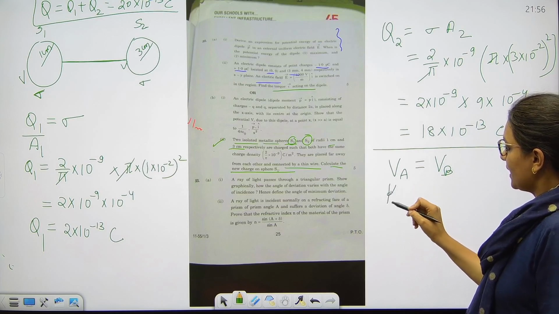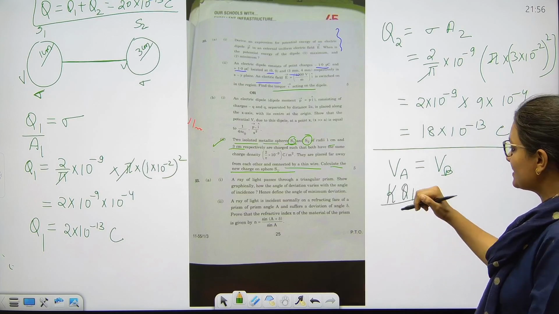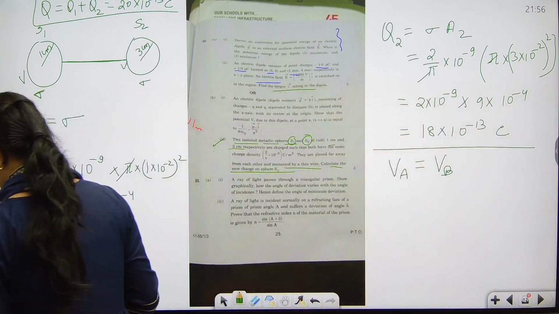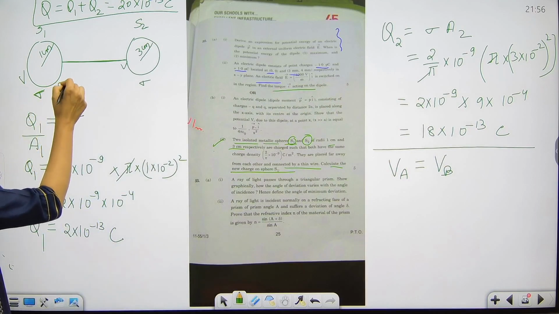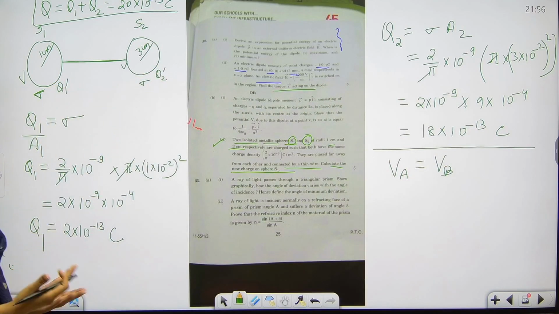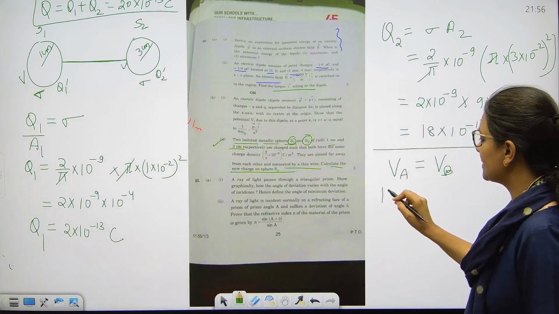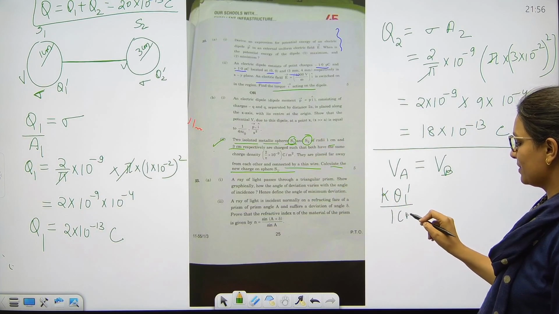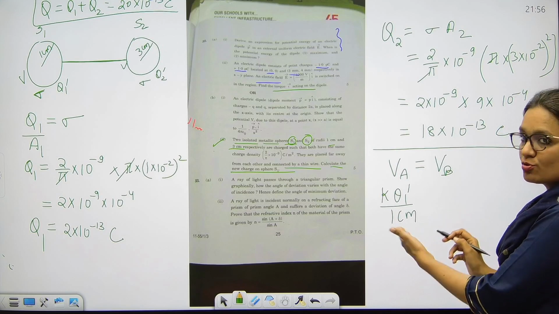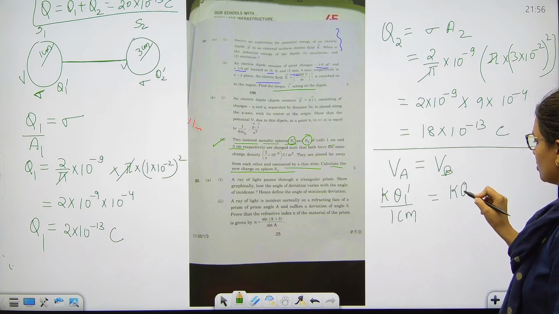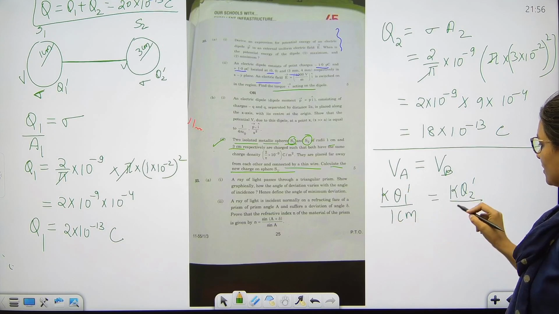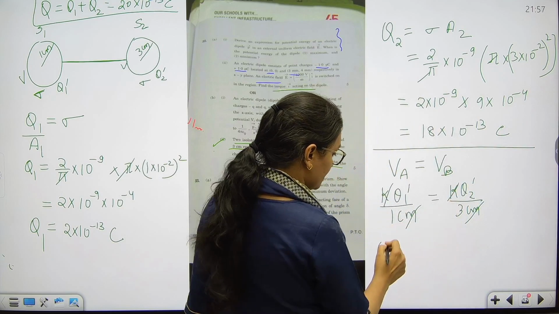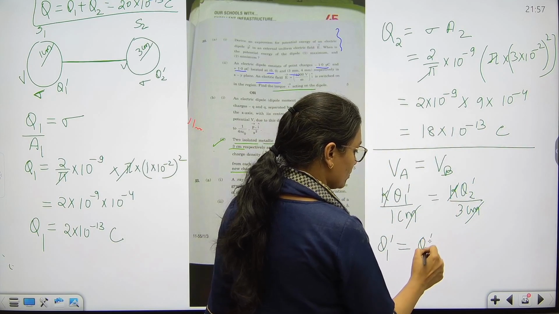VA will be K Q1. Now let us consider that after the redistribution, the new charges are Q1 dash and Q2 dash. So the potential will be K Q1 dash divided by the radius, which is 1 centimeter. See, I am not placing 10 to the power minus 2 because it will be cancelled. K times the new charge Q2 dash divided by 3 centimeter. Centimeter will get cancelled. You will have Q1 dash equals Q2 dash divided by 3.